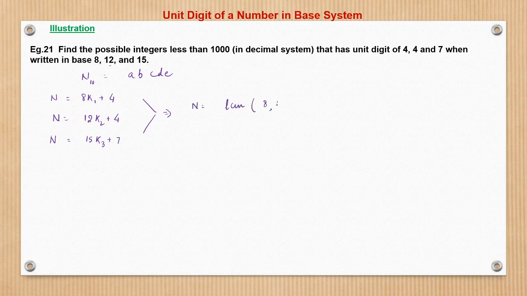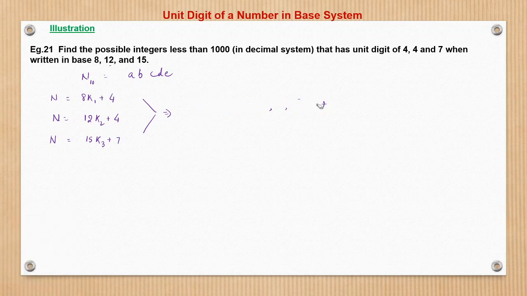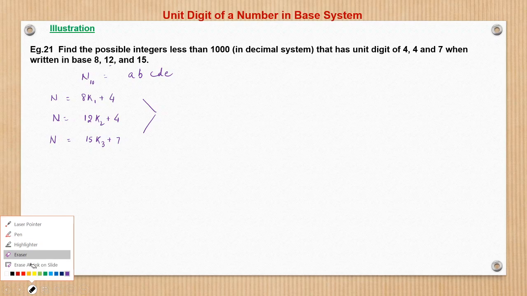So from here can I write n is LCM of 8, 12, 15 plus, no, this we cannot write. Why? Because in the previous case the remainders were the same. Here they're different. So for this we have a different approach of solving this. How do we solve this?